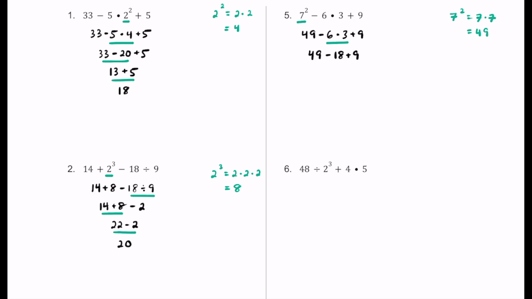Now we have subtraction and addition. These are equals, so they're tied, but subtraction gets to go first. It's to the left. 49 minus 18 is going to be 31. 31 plus 9 is going to equal 40.